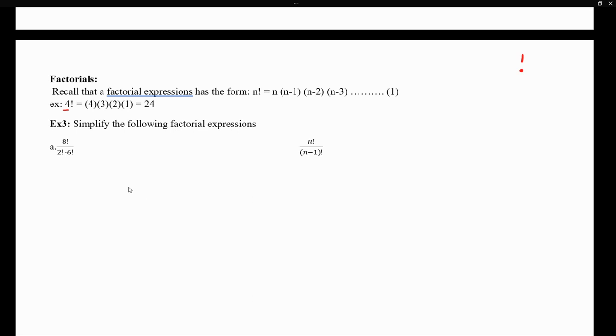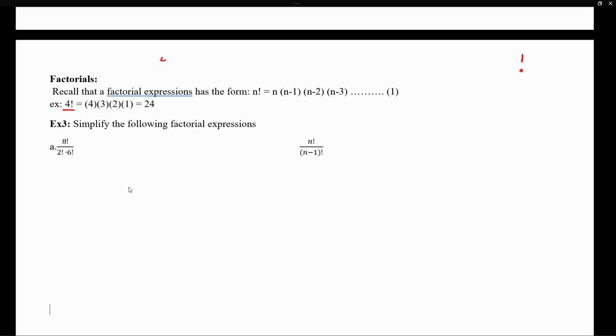So therefore, if I want to find the fourth factorial, I'm going to get the fourth term, and I'm going to multiply by a number that is lower by 1. So 4 minus 1 is 3, minus 1 is 2, minus 1 is 1. But notice that we just stop at 1.